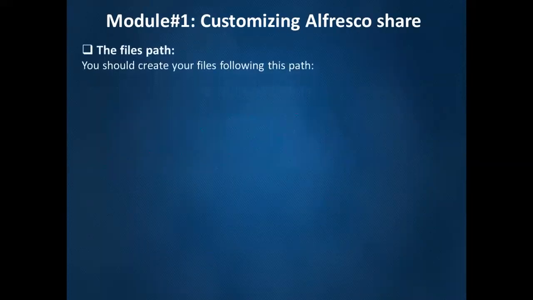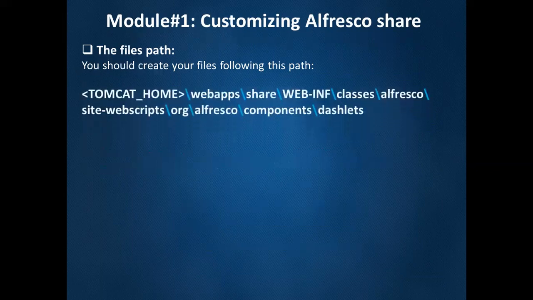So the file paths, where we will put these files, are as follows. The path is the same as the last path. Tomcat, webapps, share, WEB-INF, classes, alfresco, site-webscripts, org, alfresco, components, dashlets. Inside the dashlets folder, you will create the 4 files.